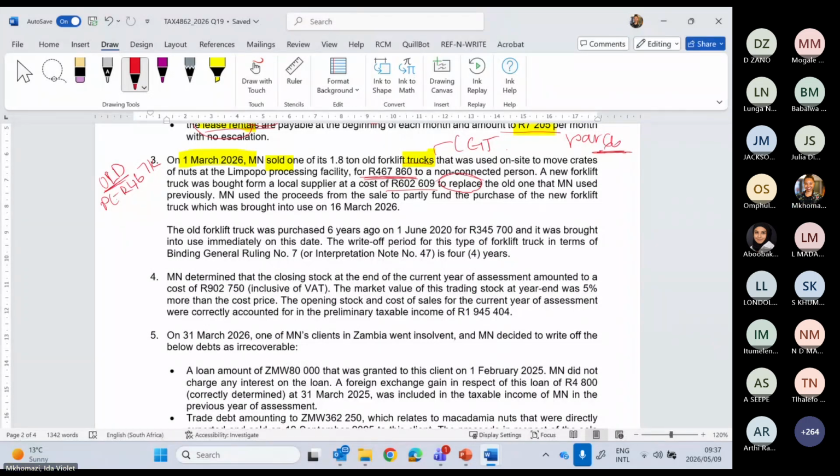Now, what if this asset was not voluntarily disposed of? What if this truck was stolen? What if it was destroyed? Would you still consider the rollover provisions?